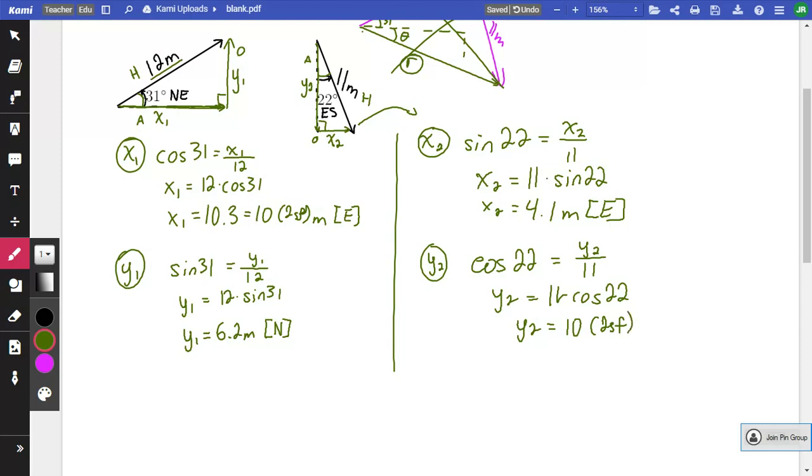Oh, brutal. I gave you a bad question. No, that's good. Sorry, I got it mixed up. 10 with 2 sig figs, and this is down, so that is south.